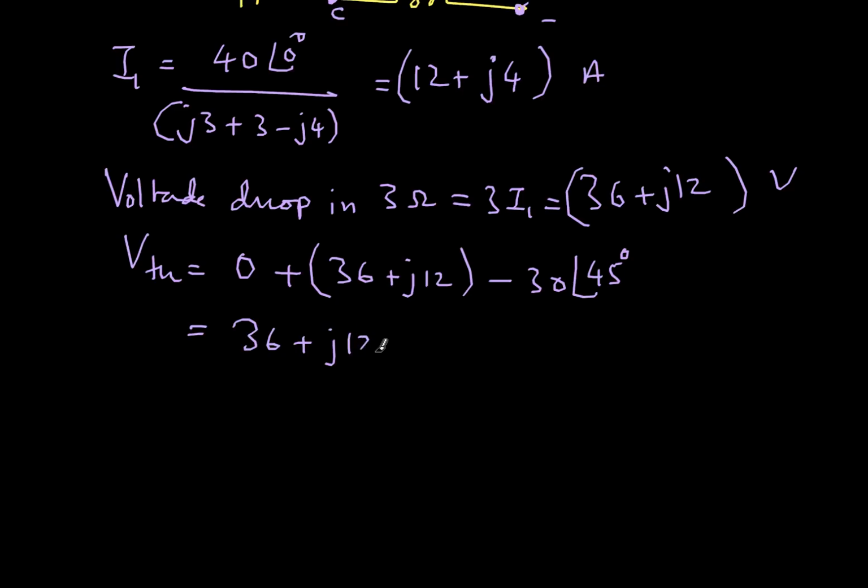Again, let me just refresh your memory. We have done this in the previous videos. 30 angle 45, I can represent it as 30 e to the power of j 45 degrees. So if I mention this in my MATLAB environment, then it will come out as a rectangular number. So e to the power of, this is just a product. So if I do this, I'll get the Thevenin's voltage.